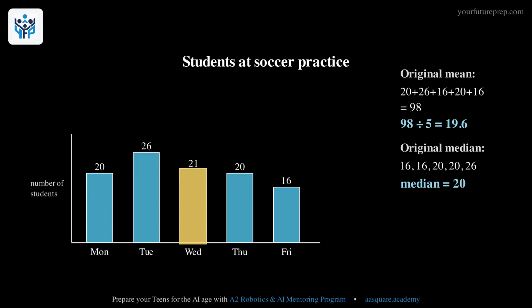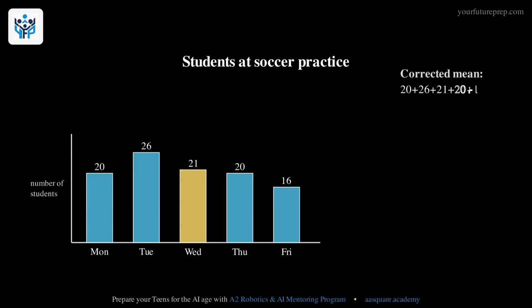Now correct Wednesday from 16 to 21. We added 5 to one of the 5 values. So the sum rises by 5, from 98 to 103. The new mean is 103 divided by 5, which is 20.6. That is exactly one more than before, because 5 extra spread over 5 values raises the mean by 1.